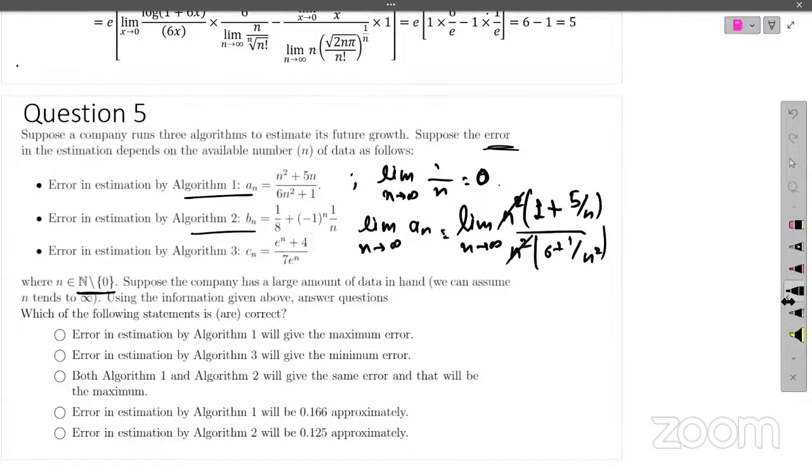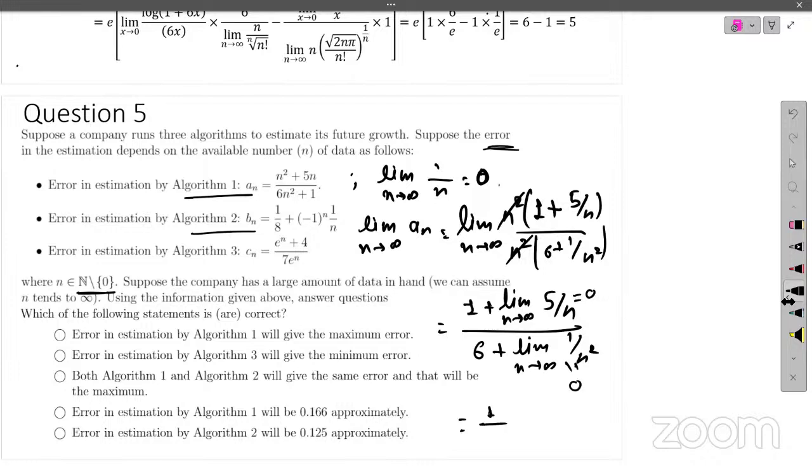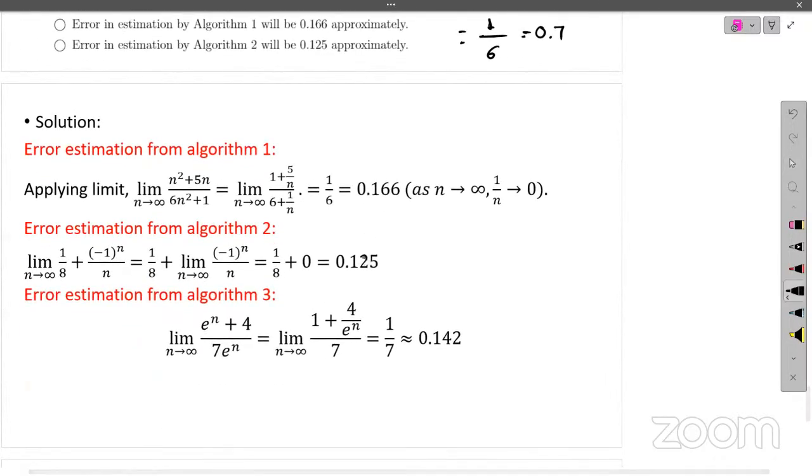And now we can distribute our limit over these two brackets. So it will become 1 plus limit n goes to infinity 5 by n, upon 6 plus limit n goes to infinity 1 by n square. So this limit will become 0, this limit also becomes 0. So the answer will be 1 by 6, right? So we can convert into decimal places. So it will become 0.16. So that's how we solve for the error estimation for algorithm 1.